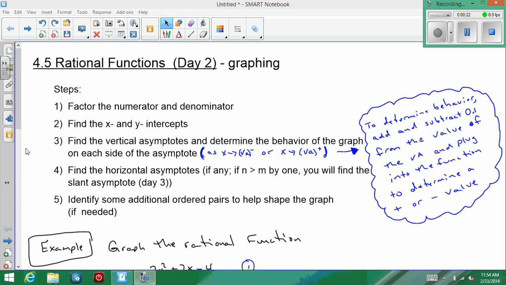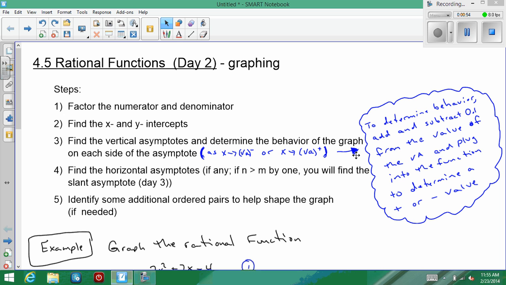The third step is to not only find the vertical asymptotes, but also to determine the behavior of the graph on each side of the asymptote. And the behavior is, if you remember from day 1, when we had x approaching the vertical asymptote from the left, and we put a little negative sign up on the number, or we had x approaching the vertical asymptote, whatever number that is, with a little plus sign showing you that it's on the right-hand side.